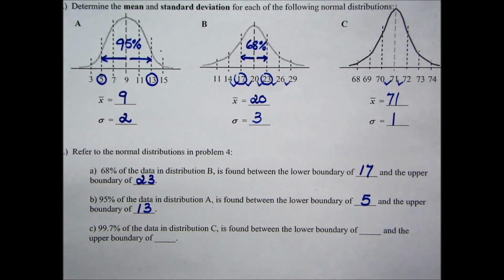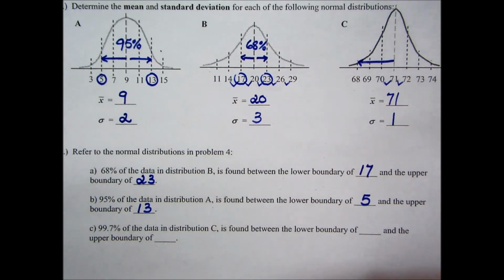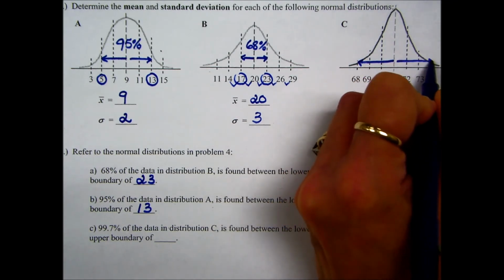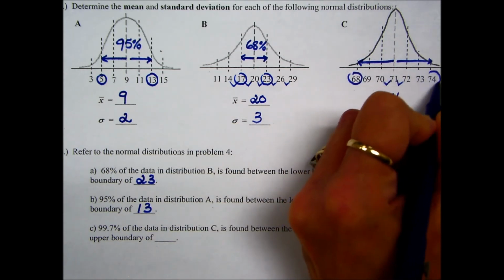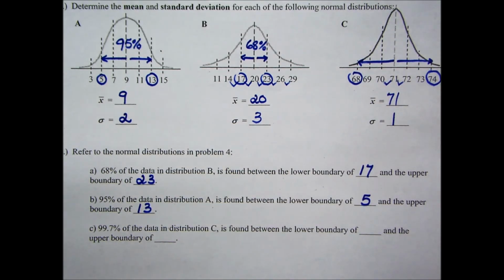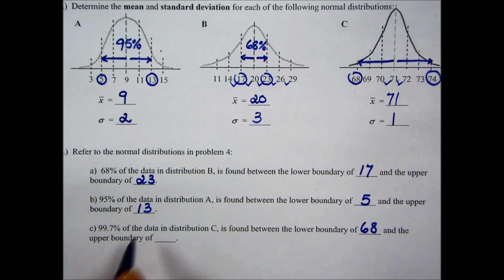C asks 99% of the data in distribution C is found between what boundaries? 99.7 is equated with 3 standard deviations above and below. So on our C distribution, we'll go up 3 and down 3 from the mean. What are those boundary values where virtually all of the data is going to fall? The numbers there give us a lower boundary of 68 and an upper boundary of 74.